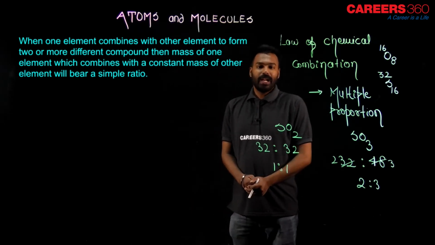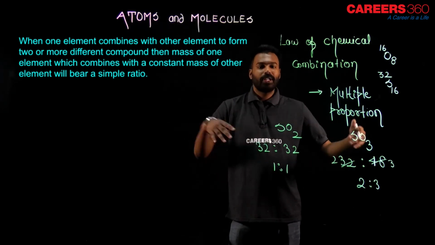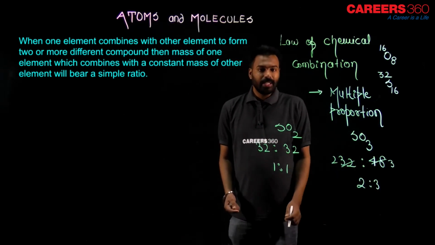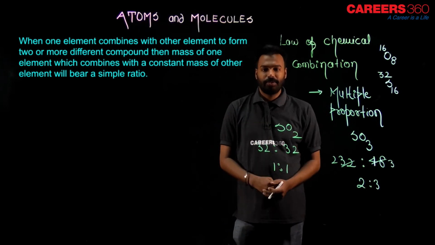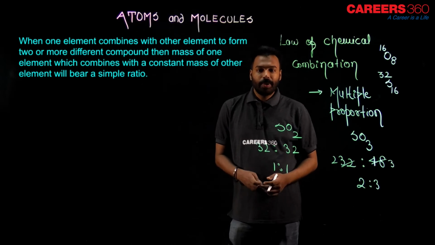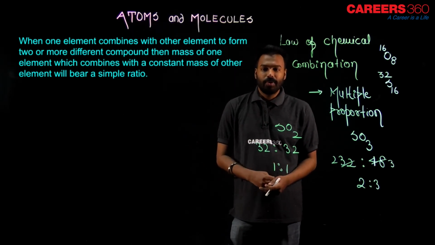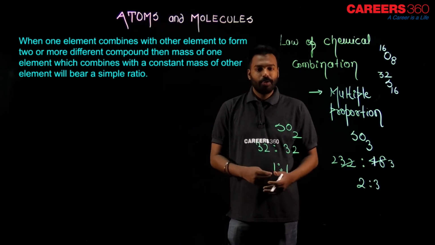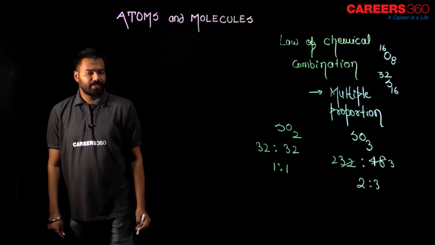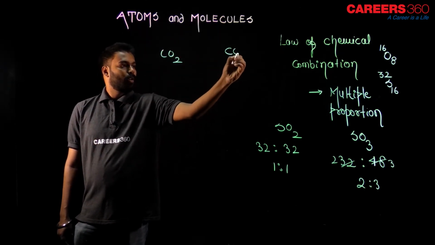This rule states that when 2 elements combine together to form 2 or more than 2 compounds, then they combine in a simple and fixed mass ratio. The masses of one element which combine with a constant mass of the other element bear a simple ratio. I hope you understood, but I want to give the example of CO2 and CO.